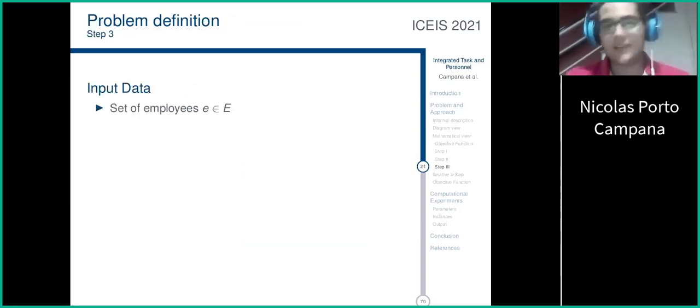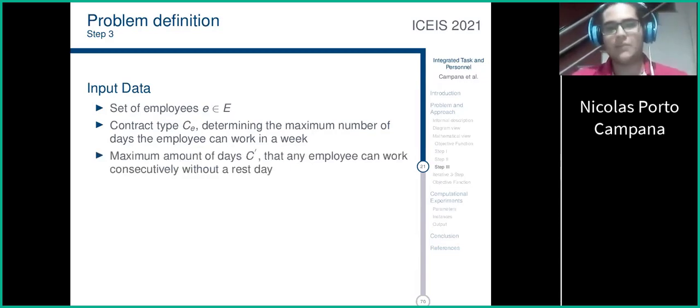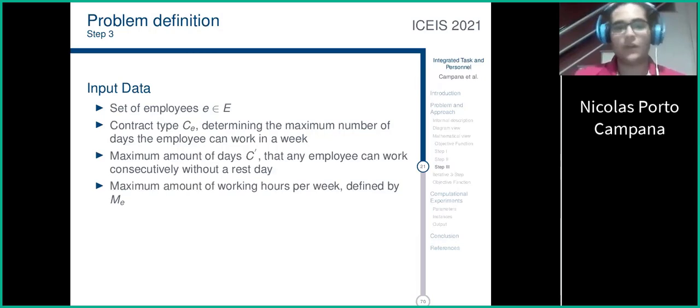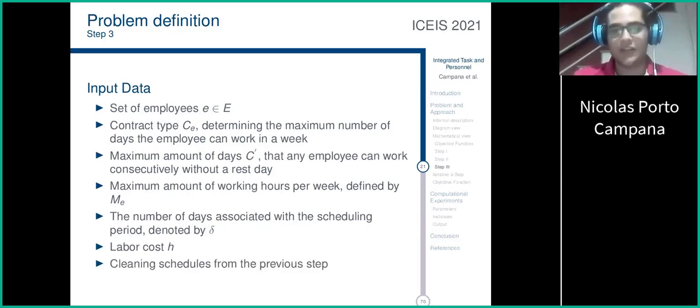So our input data is the set of employees with their contractual type. For us here, this determines the maximum number of days that each employee can work because it's contractual. The maximum number of days that any employee can work consecutively without a rest day, and the maximum amount of working hours per week, defined as ME. The number of days associated with the scheduling period, which here for us would be the planning horizon, delta, and in the end, the labor cost H.